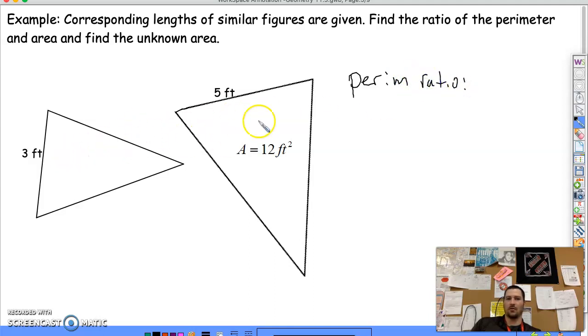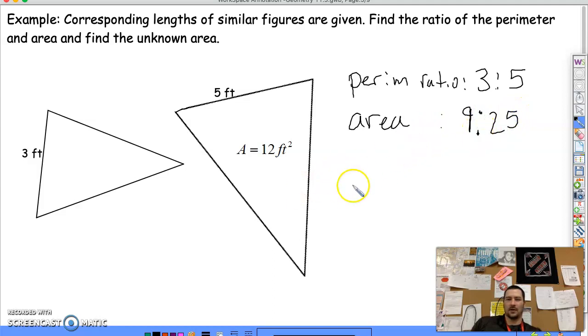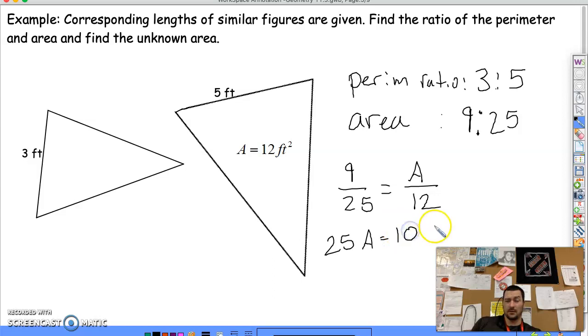Okay, just go one to the other, 3 to 5. So the ratio of area would be 9 to 25. So we can use that 9 over 25. We're going to set that equal to the area over 12. So 25A is going to equal 108. So the area of that first one will be 4.32 feet.